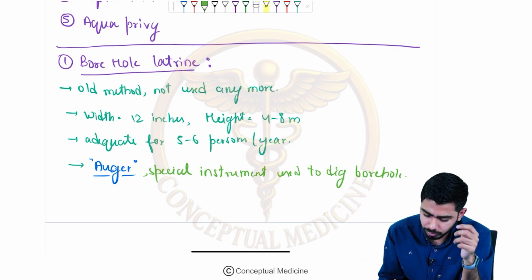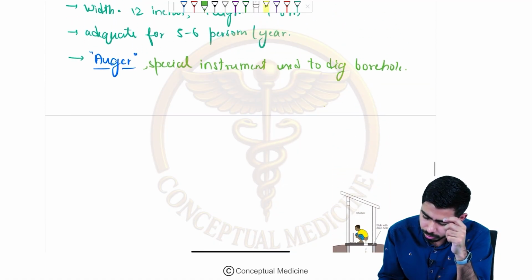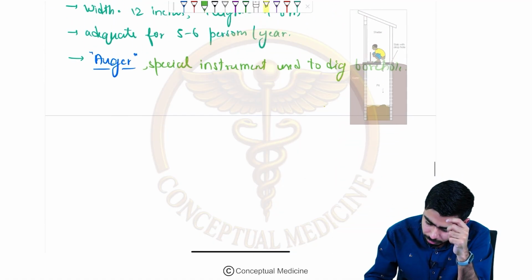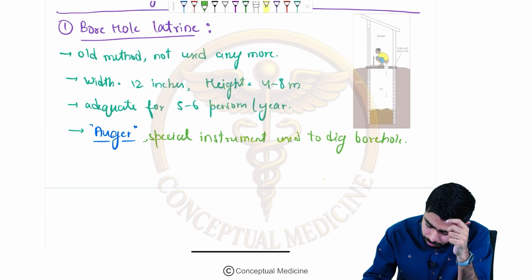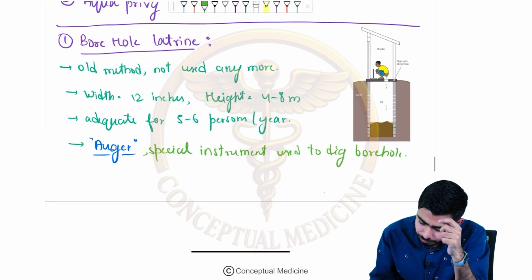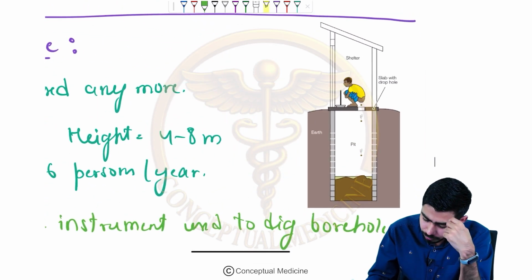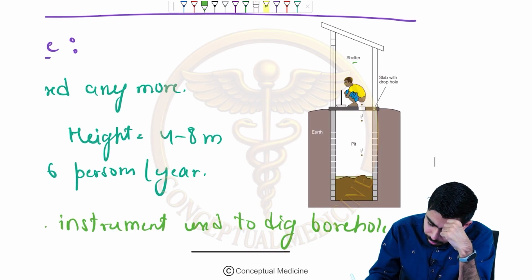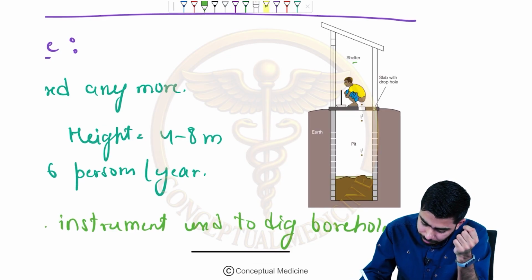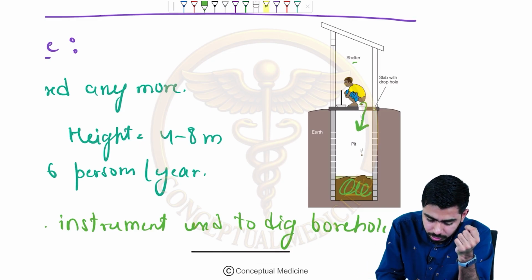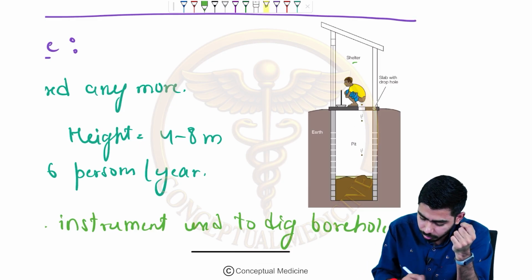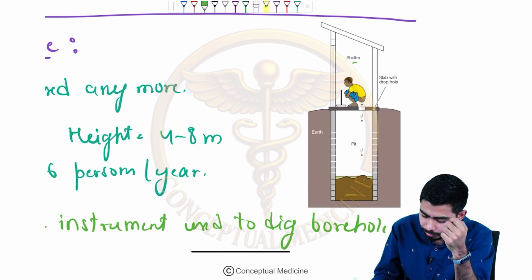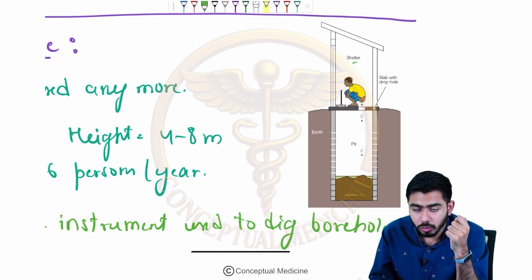Okay, now the next method which we shall talk about. This picture you should remember, as it can be used for these methods. This is the borehole method picture. Over here we can see there is a shelter, and there is a slab with the drop hole, and the excreta will come out and collect here. So this is the borehole method, guys.